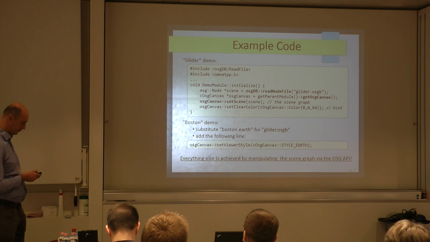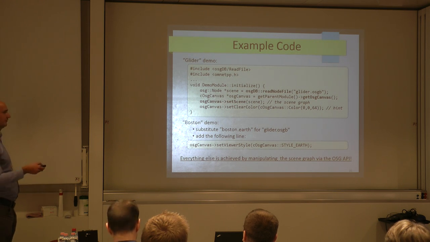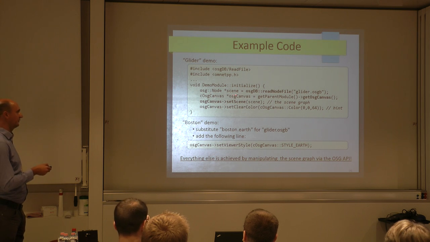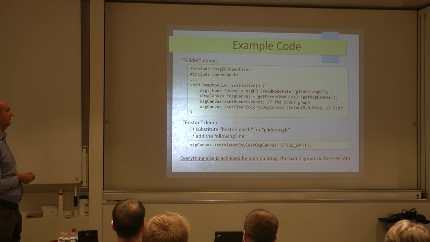And there's some example code. Basically, for the very first demo, the glider demo, let's just read the model file, and then we get the OSG canvas pointer, give it the model, and that's it.